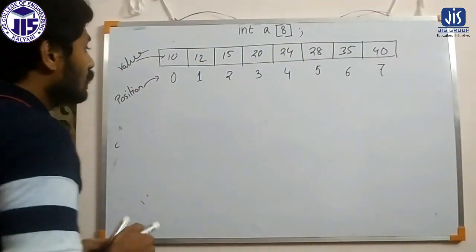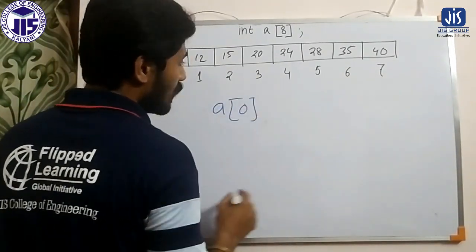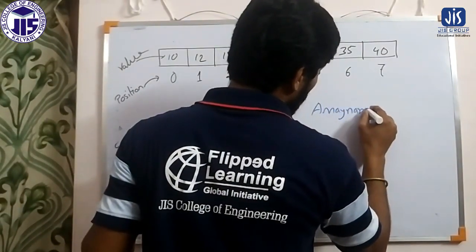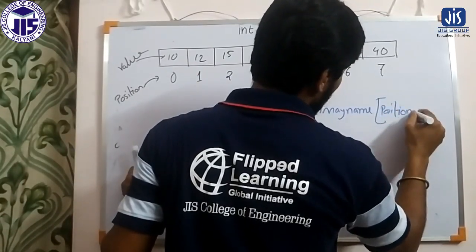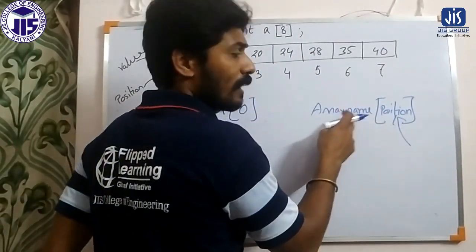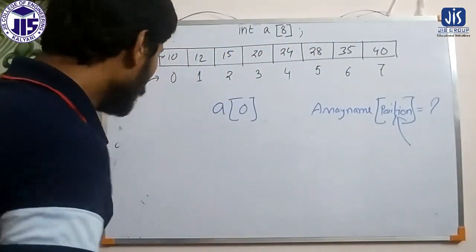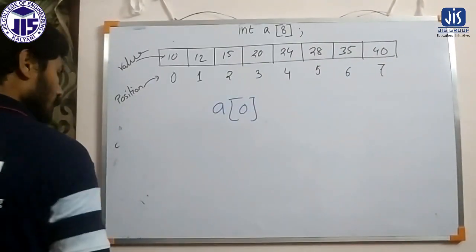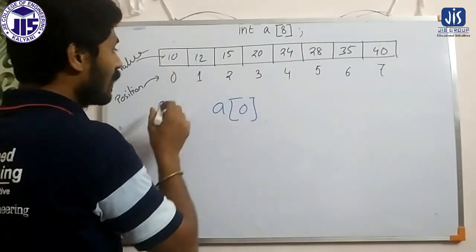So we write the array name, and within brackets we write the position. This position of this particular array will represent the data. So if I write a[0], a is the name of the array and 0 is the position. So this is my a array and this is the 0 position.